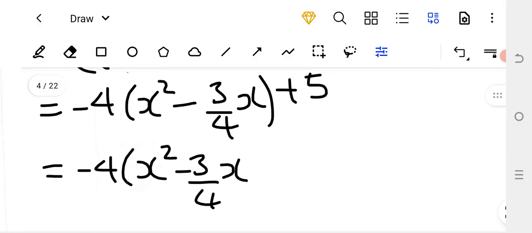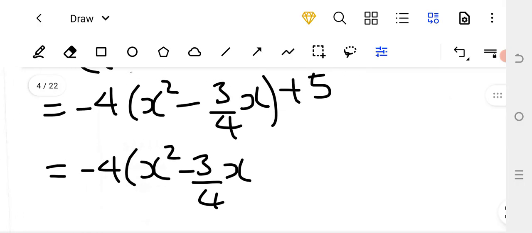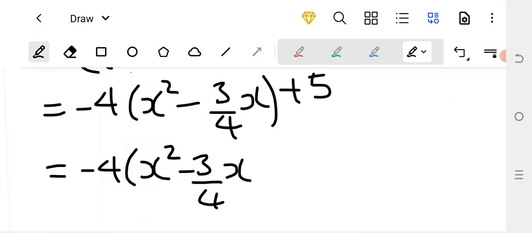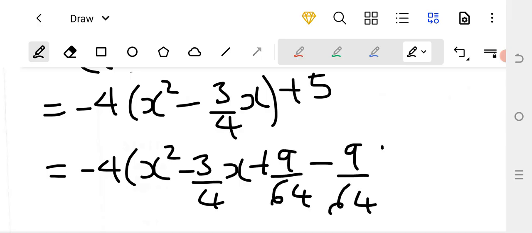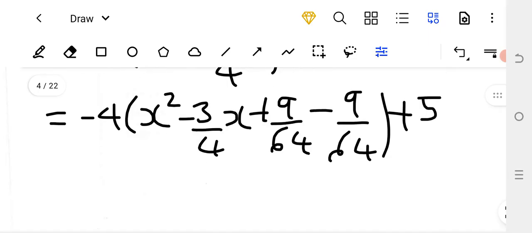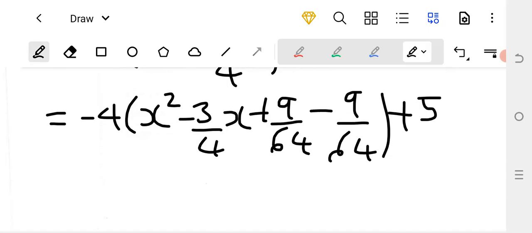I hope you're following. I hope I haven't lost you, please. So plus 9 over 64 minus 9 over 64 plus 5. People usually overthink. They'll be like, can't you simplify this and it gives you 0? Don't simplify it as of now. We'll use something. Instead of simplifying the way it's looking here, we're going to do something else.